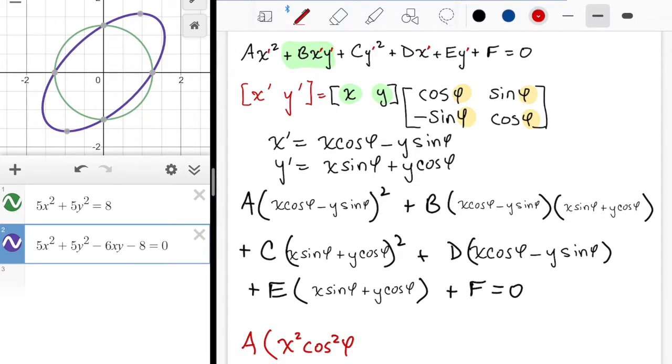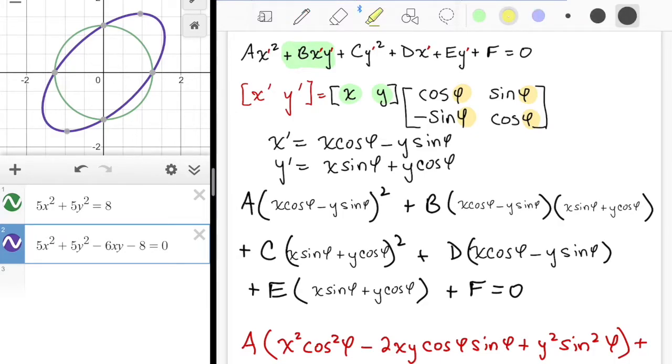All right. The outers would be x, y, cosine, sine, but there's going to be two of them. So minus 2xy cosine phi sine of phi plus y squared sine squared of phi.